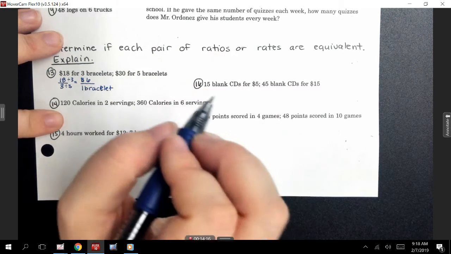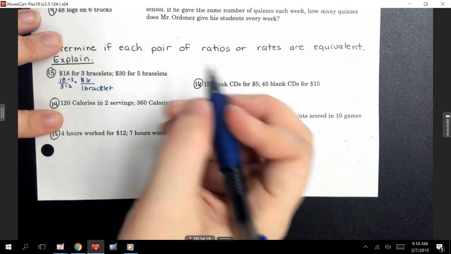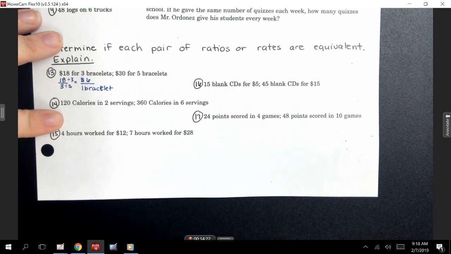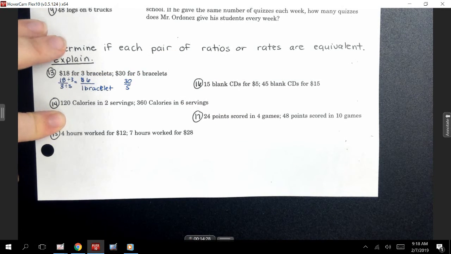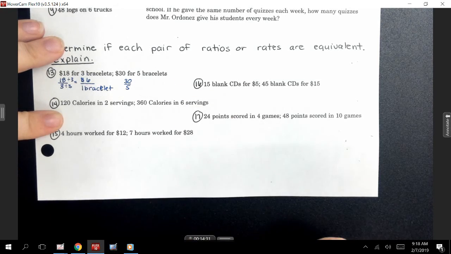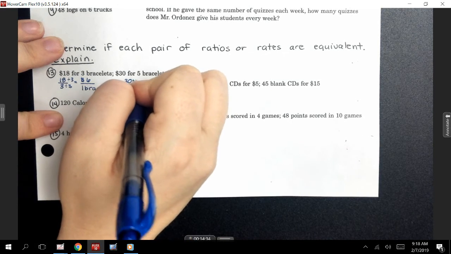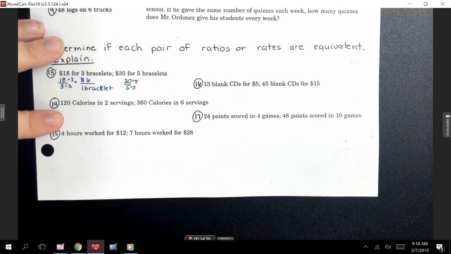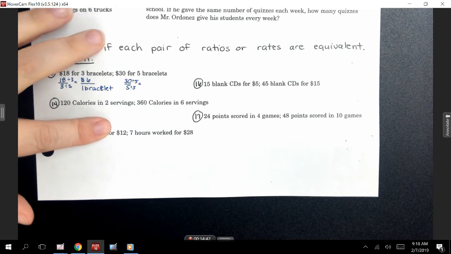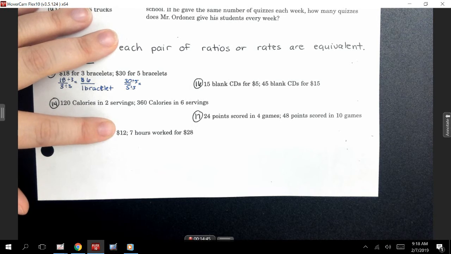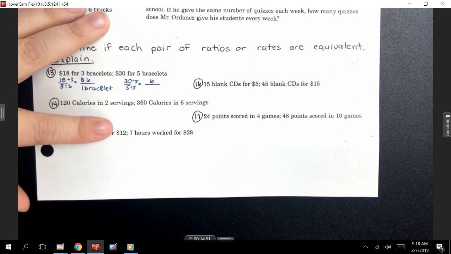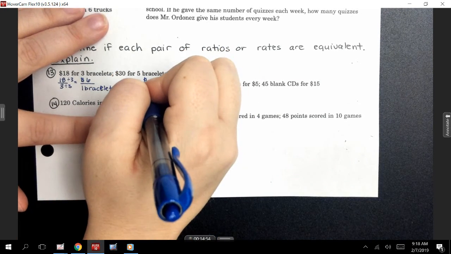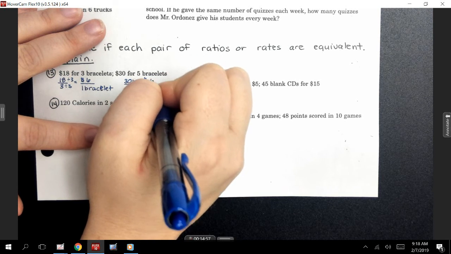All right. What about my next ratio? What's that one going to look like, Willie? 30 over 5. Excellent job. And what am I going to divide by here, Lola? 5. And what is my unit rate going to be, Ethan? 6. And what needs to go with that 6? Dollar sign. And on the bottom, what do I get? 1 what? Bracelet.